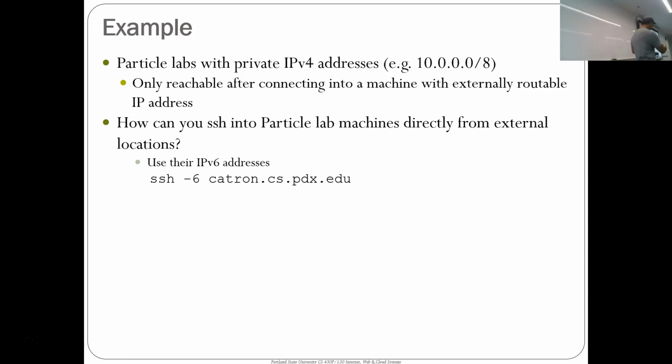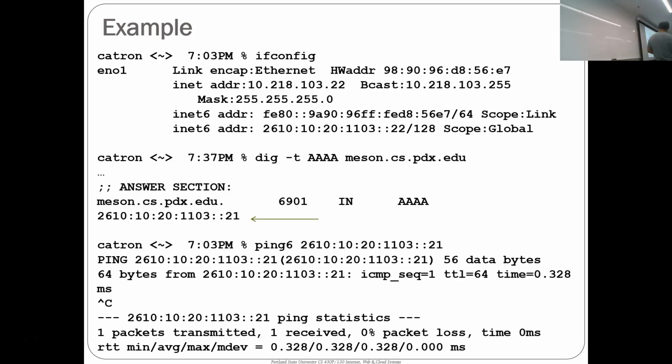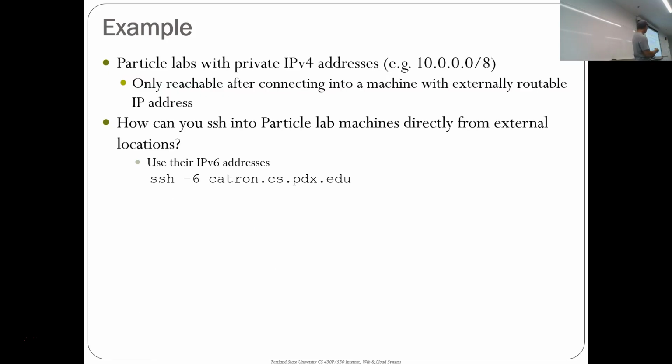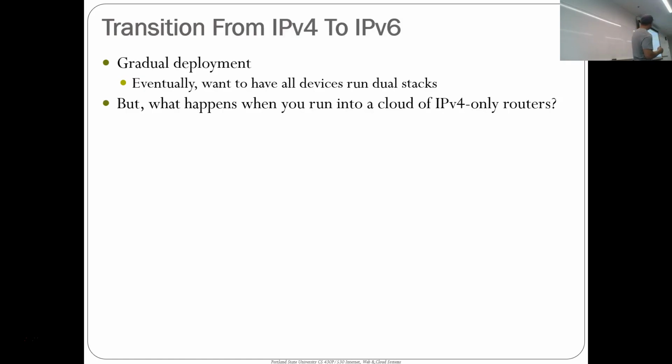But as it turns out, you used to be able to SSH into the particle labs using the particle lab machine's IPv6 address. So it had globally routable IPv6 addresses like this. So if your source network spoke IPv6, you could just say SSH, and I want to use IPv6 instead of IPv4, and this would work. But SSH to Catron would fail because you're saying, I'm going to send to the IPv6 address of Catron, not the IPv4. And the IPv4 address is that 10 network one. So that's just an aside.